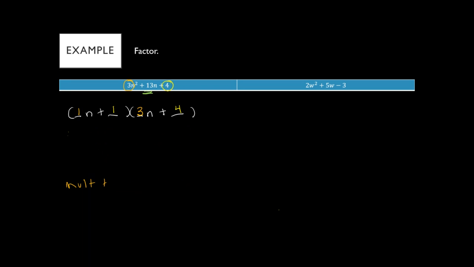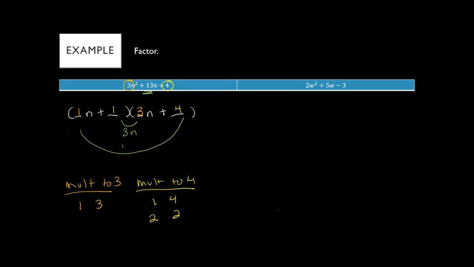So we're going to multiply to 3, which is 1 times 3. And then we've got multiply to 4. And our choices were 1 times 4, 2 times 2. And now I need the combination of the inside and the outside to add to 13. So when I multiply the inside, I have 3n. When I multiply the outside, I have 4n. You add these together, we get 7n. So that's not the correct combination. So that's the wrong combination.